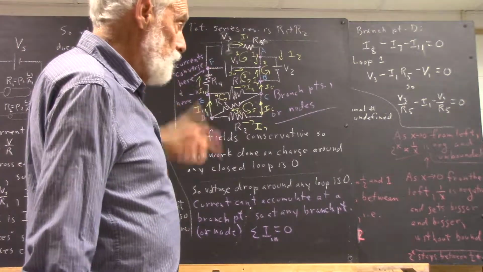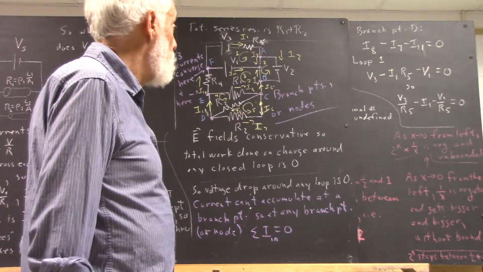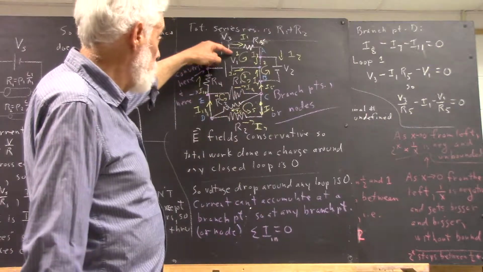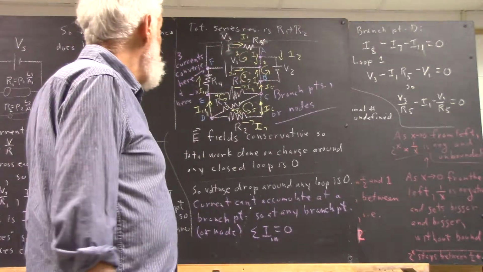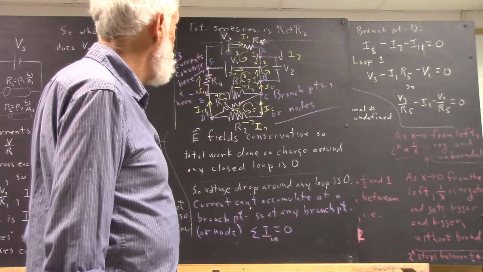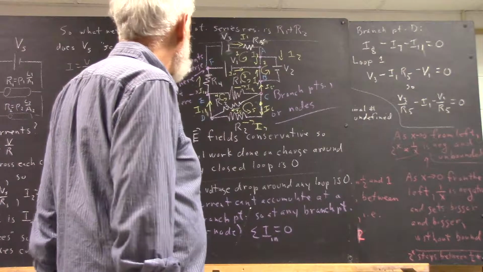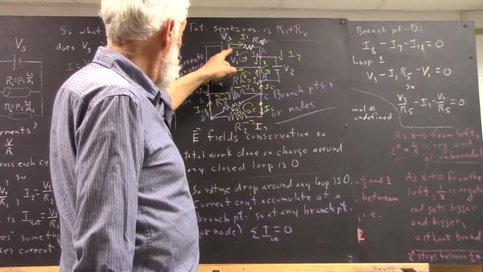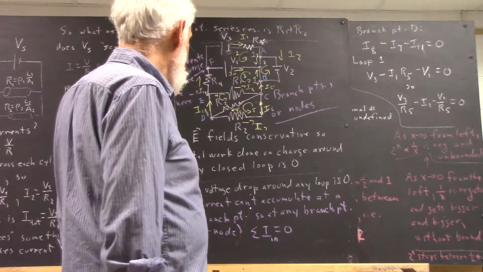Okay, now let's do an equation for a loop. And people say, okay, let's use loop 1. Well, you can probably see I've got this loop labeled 1. So we're going to do this loop. Now, if I go counterclockwise around this loop, I'm going to encounter V3, and V3 goes from positive to negative, and that's a voltage drop.